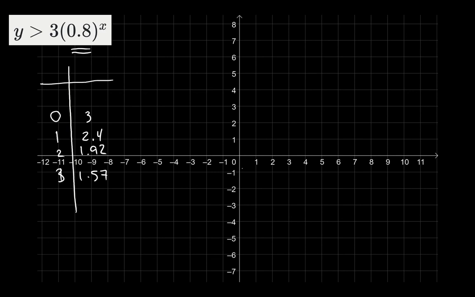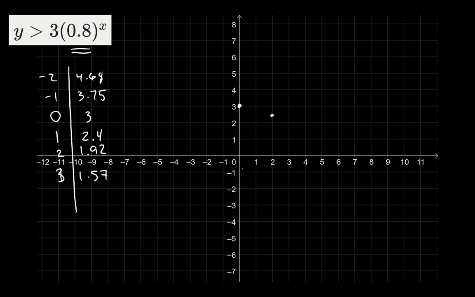I can also go backwards one. If x was negative 1, that would give me 3.75. And I could actually go back and look at negative 2 also. Negative 2 would give me 4.68. So enough values now. Now we can go ahead and graph this. So at 3, or when x is 0, we're at 3. When x is at 1, we're at 2.4. So right below 2.5.